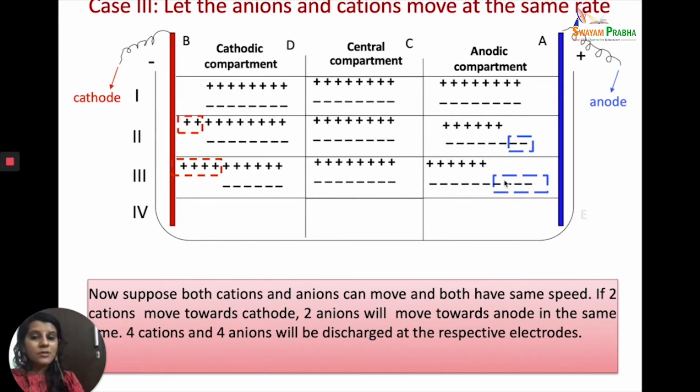Now because you have 4 unpaired cations and 4 unpaired anions, and we know that the unpaired ions are discharged at the respective electrode, therefore we see that although only 2 cations and 2 anions move, there are 4 cations discharged at the electrode and 4 anions discharged at the electrode. So 4 cations at the cathode and 4 anions at the anode.